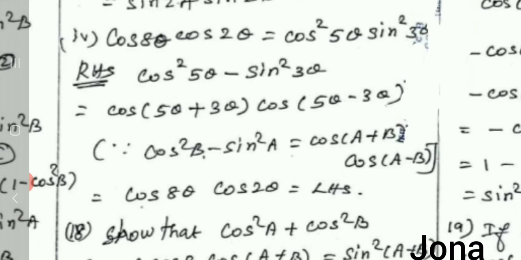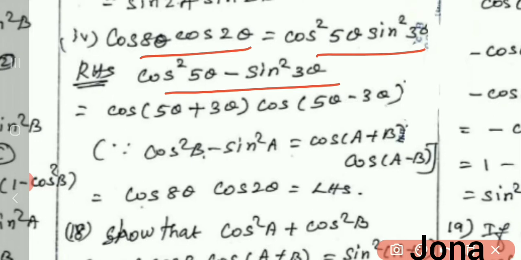The fourth one, cos 8 theta into cos 2 theta equal to cos square 5 theta minus sin square 3 theta. So I want to take that cos square 5 theta minus sin square 3 theta. So this can be written as cos of a plus b into cos of a minus b.